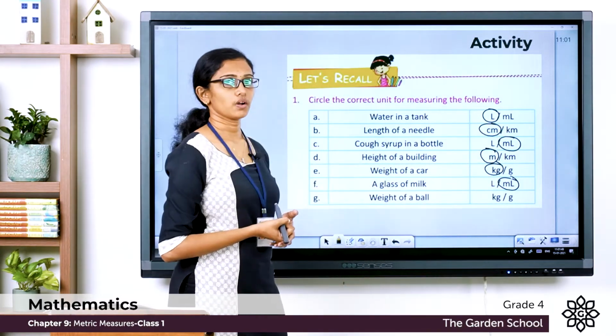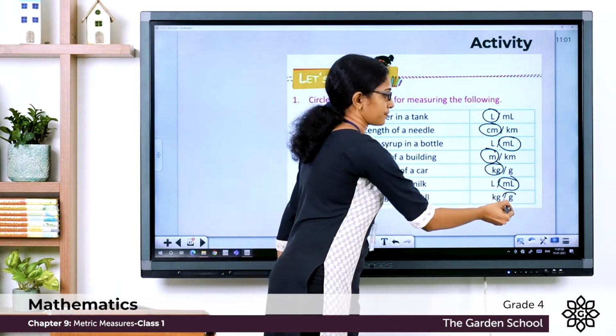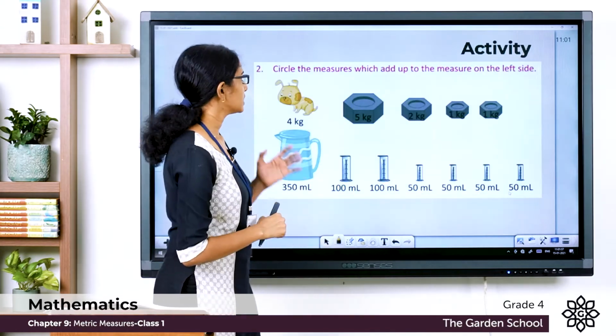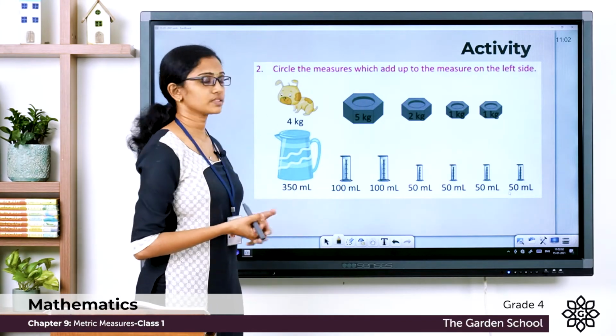Now, weight of a ball. Weight of a ball can be measured in terms of grams. I hope you got all the answers correct. Let's see the second question. Circle the measures which add up to the measure on the left side.